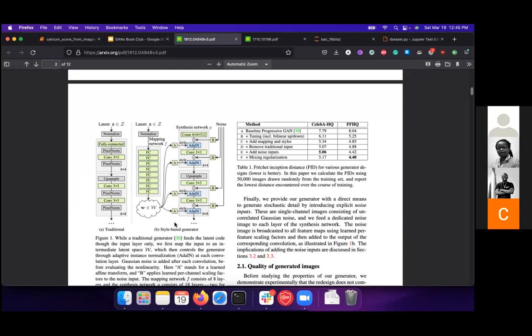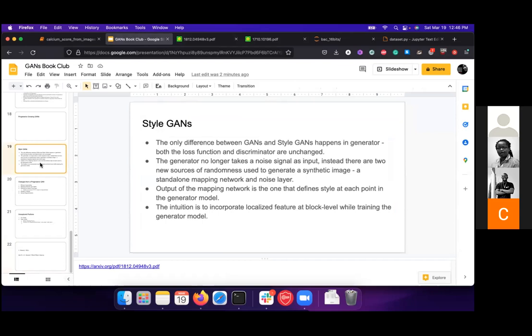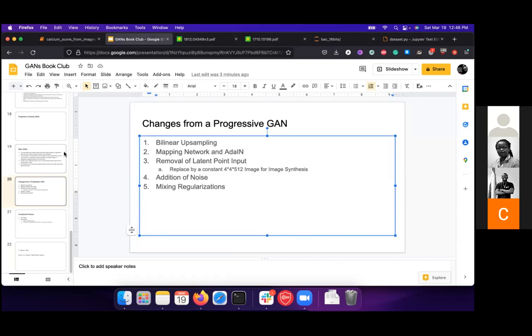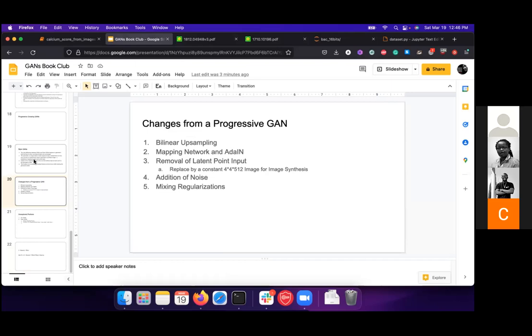Do you have a picture of what StyleGAN actually is, and how is it different from progressive GANs? Yeah. Okay. I'll try to make it easy now.